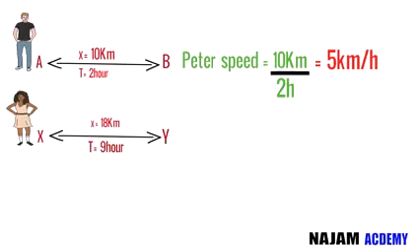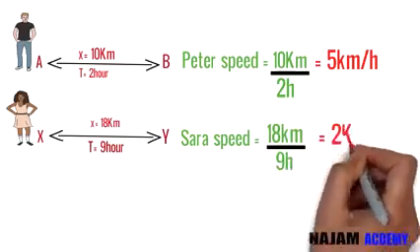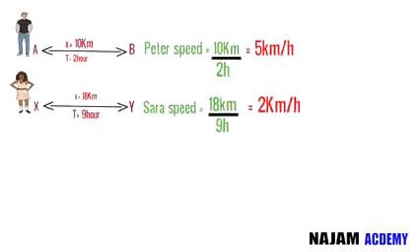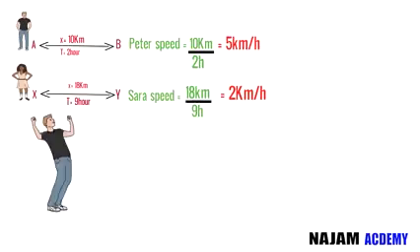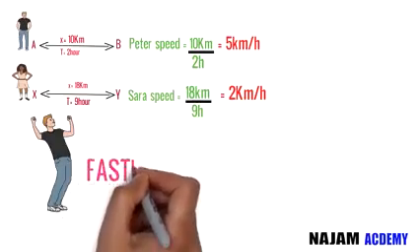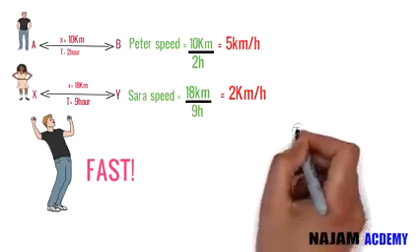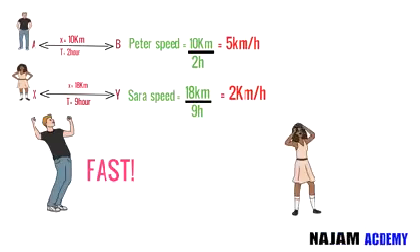Now what about Sarah? We know Sarah has covered 18 kilometers in 9 hours. So we divide the distance by time and we get 2 kilometers per hour. It means Sarah is covering 2 kilometers in every hour. So this is telling us that Peter is moving faster than Sarah. Why? Because Peter is covering 5 kilometers every hour, and Sarah is covering 2 kilometers every hour. So Peter is moving faster than Sarah. Sarah is moving slower than Peter. So this is speed, which is creating a relationship between distance and time.